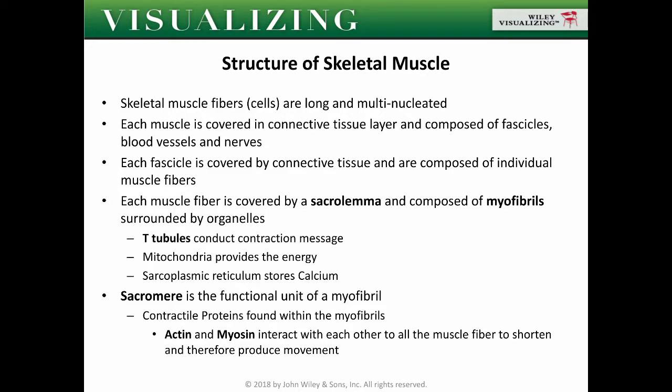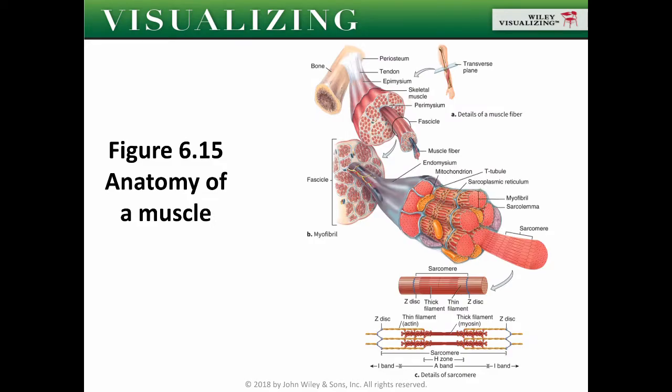The sarcomere is the functional unit of your myofibril. Contractile proteins are found within the myofibril. You have actin and myosin. These are the two contractile proteins that play a large role in muscle contraction. Basically, they are the reason why muscles contract.